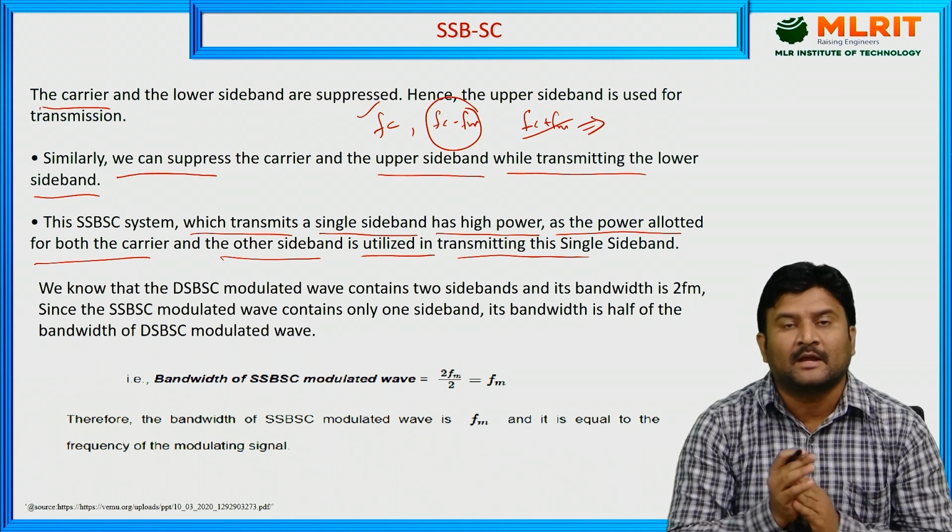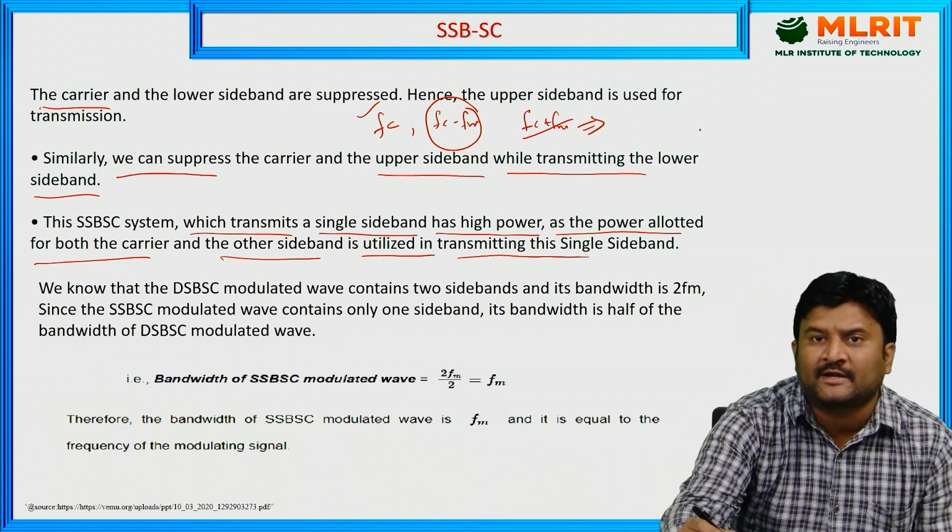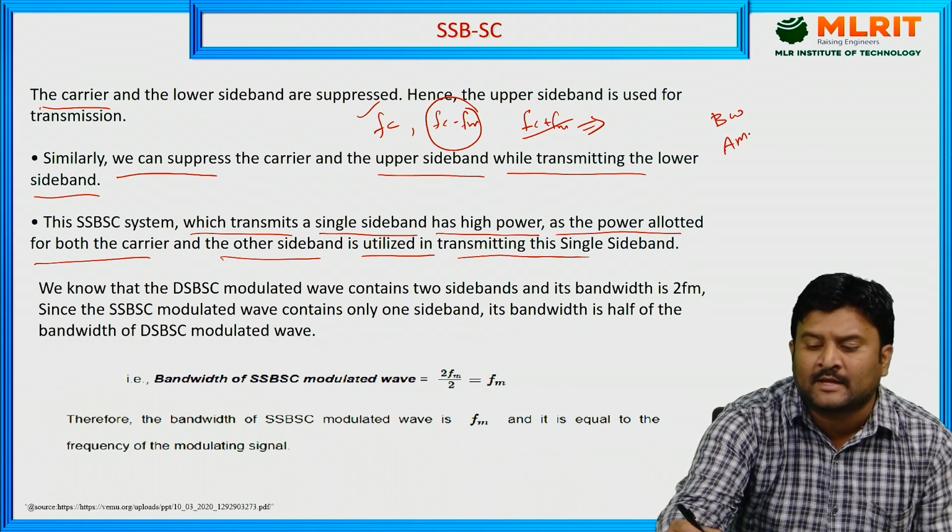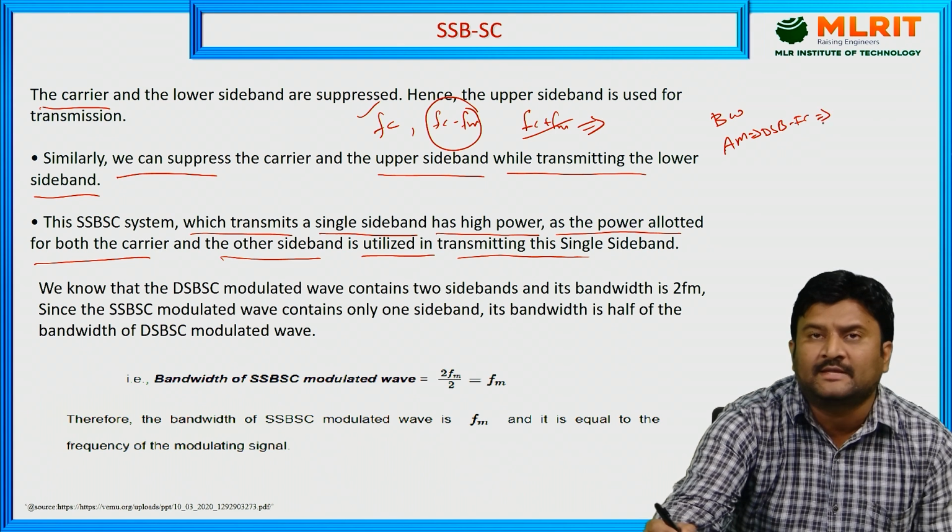Therefore, from the bandwidth point of view, observe here everyone, if you take the conventional AM, DSB-FC, the bandwidth is 2 FM.